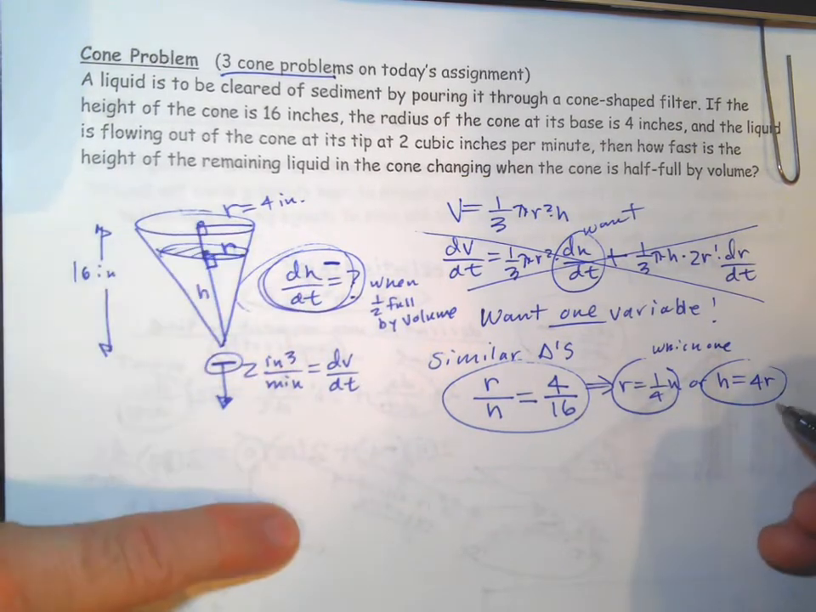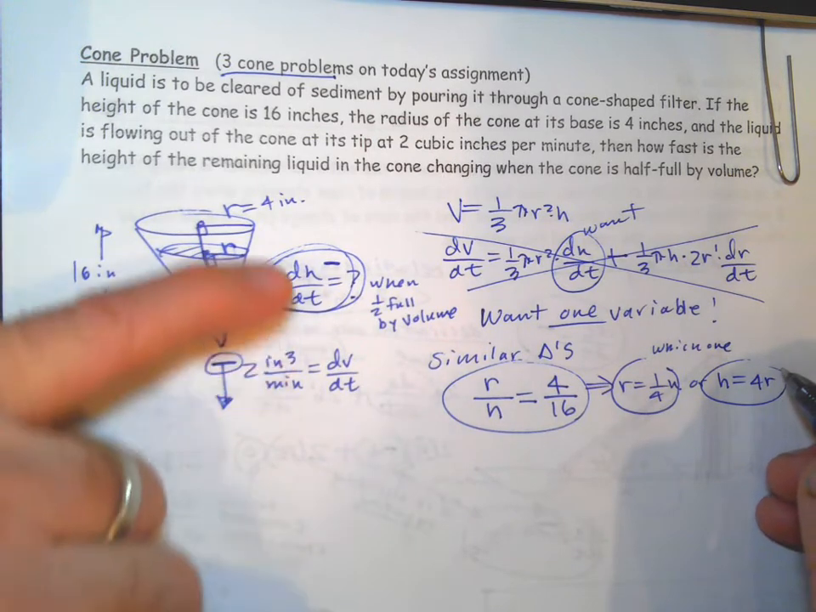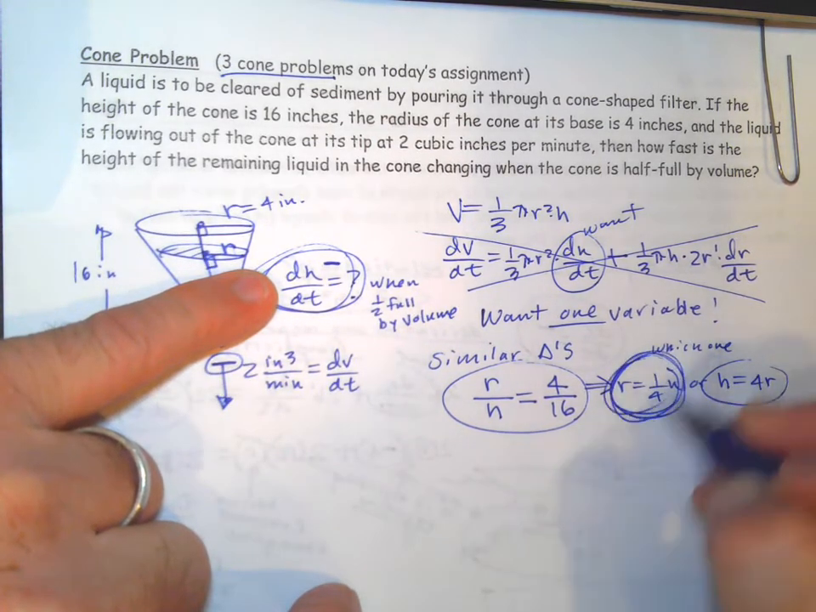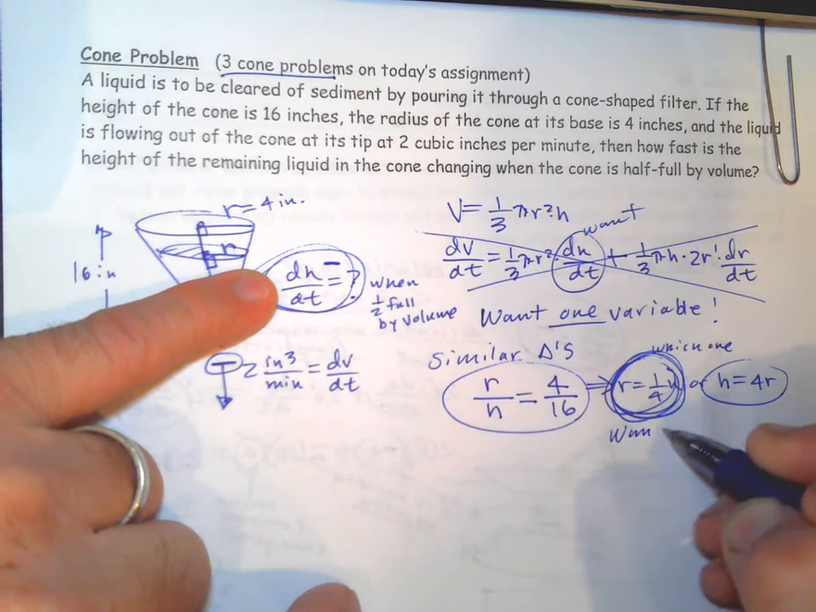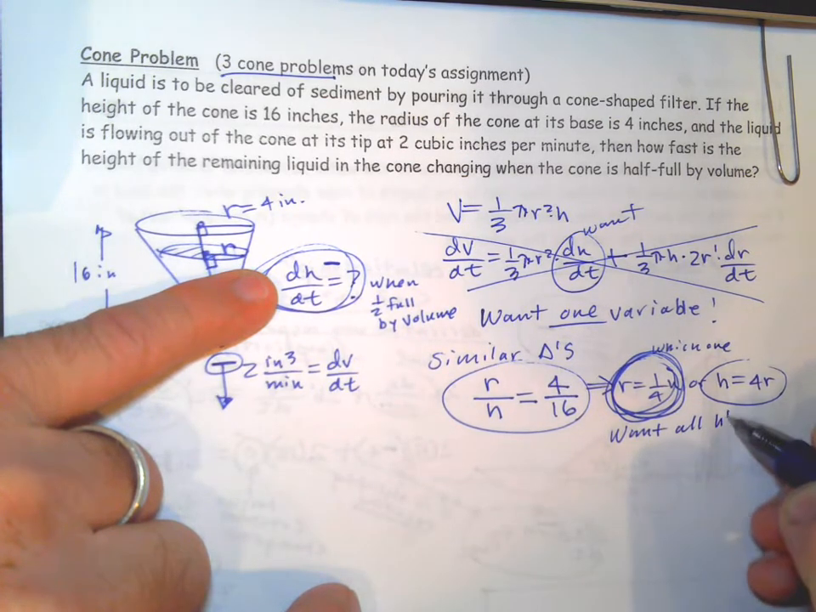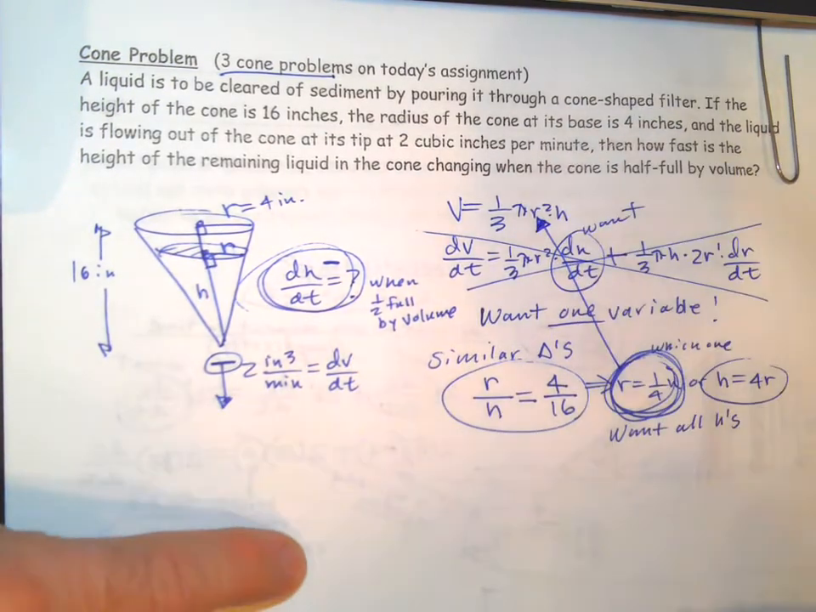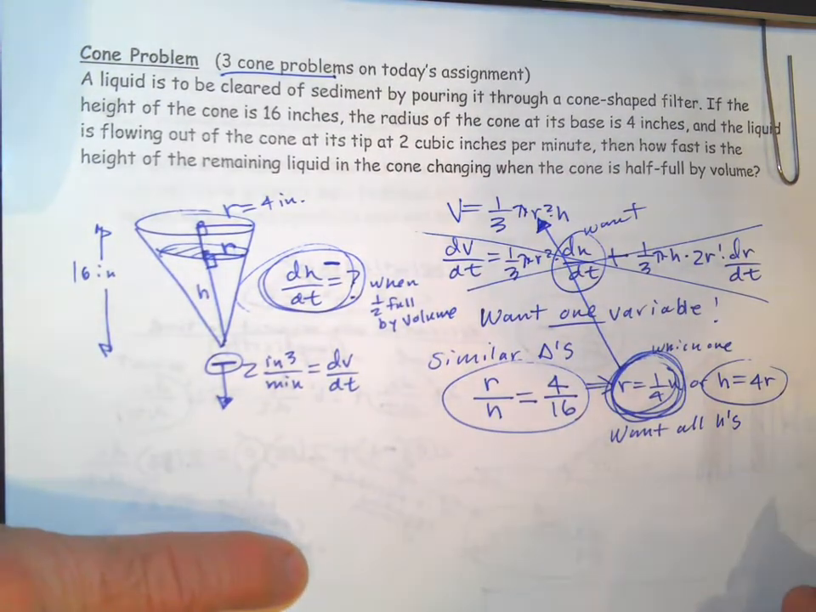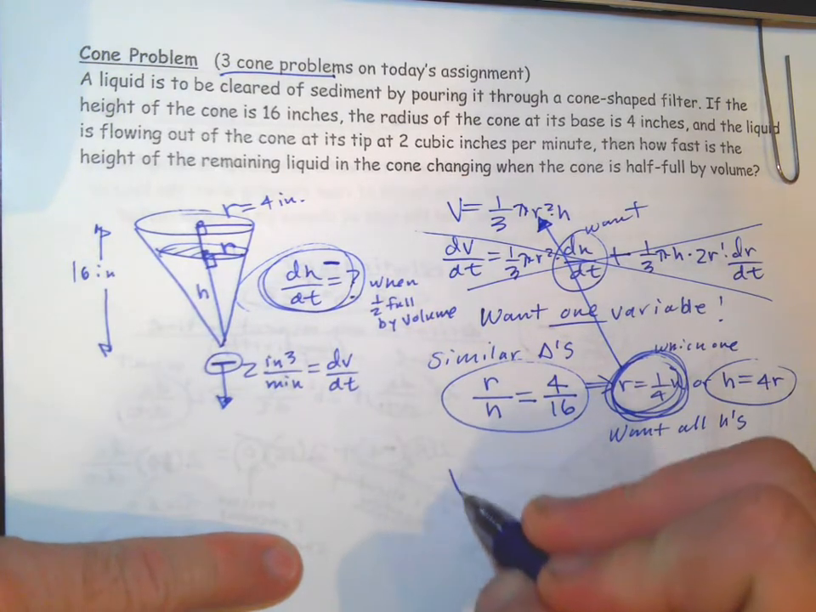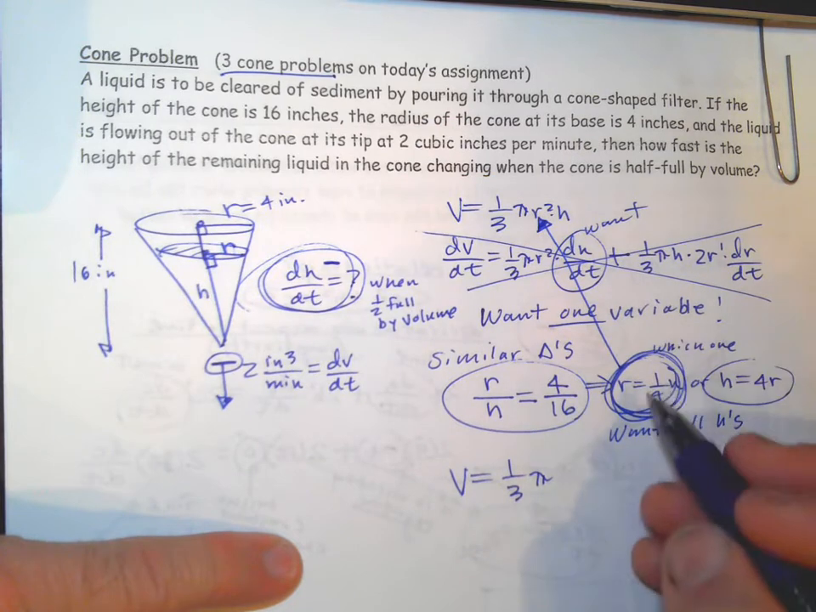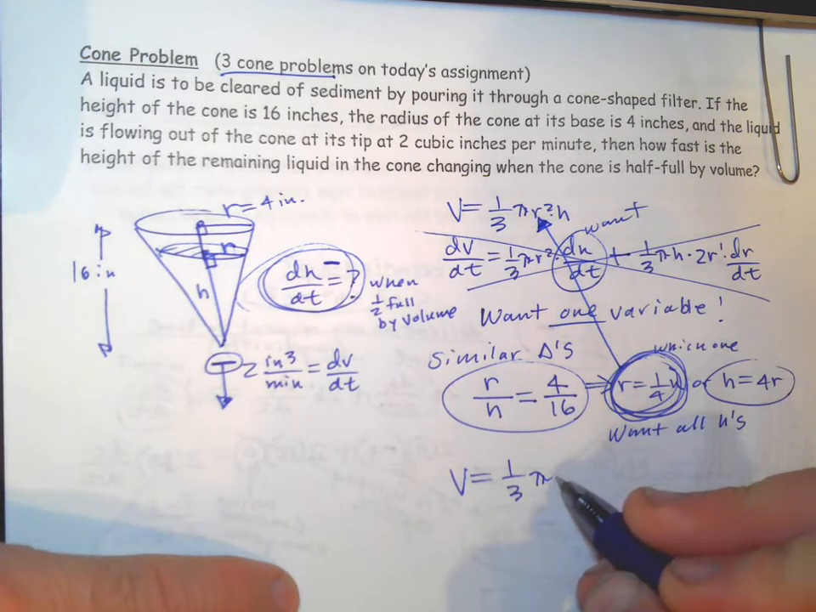Maybe they gave you dr/dt. Well, then you want all r's. Maybe they gave you dH/dt and you want dH/dt. We want all h's. So we're going to replace the r's with h's this time. So we get our new volume formula. We haven't done any calculus yet. This is all just prep work that you should do right at the beginning.